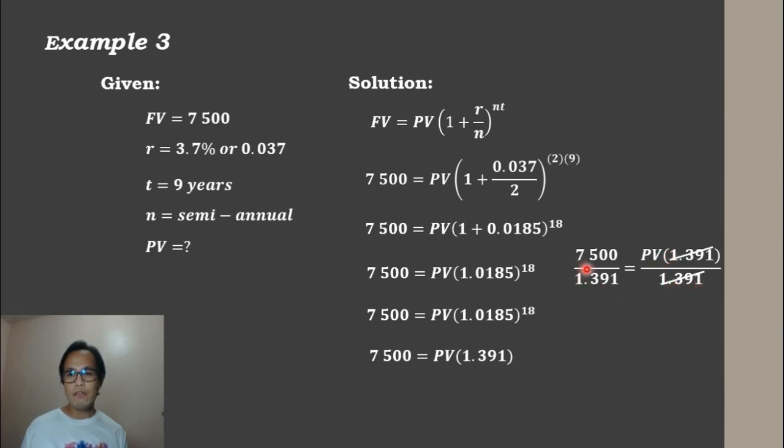Then 7,500 divided by 1.391 will give us 5,391.80. So the present value is 5,391.80. Now let's proceed to example number 4, the last example.